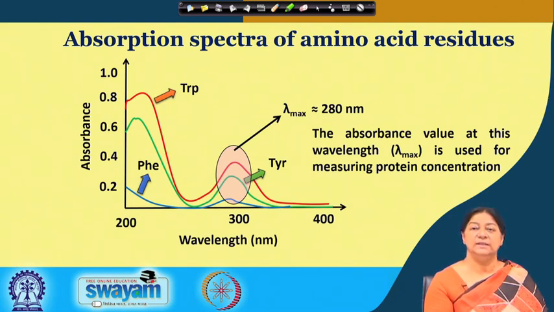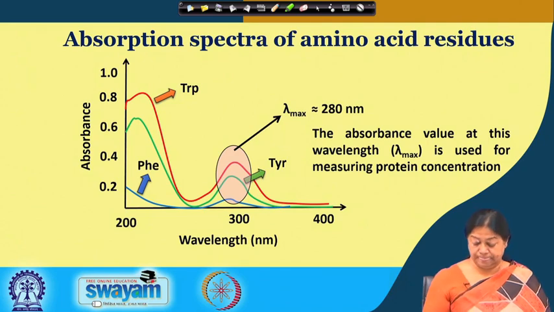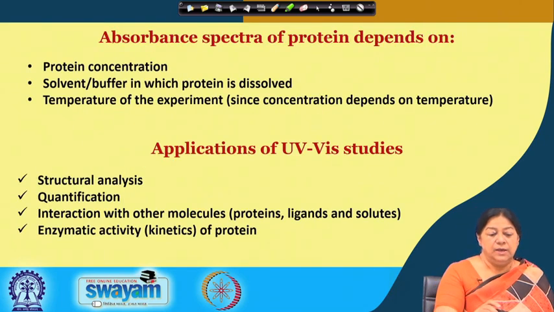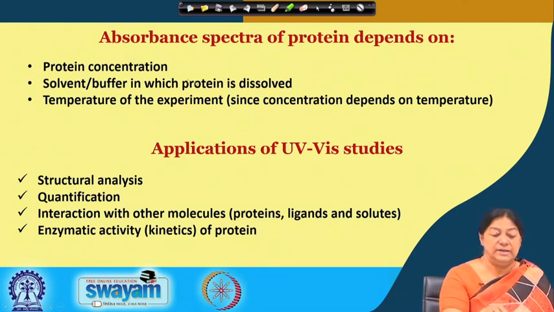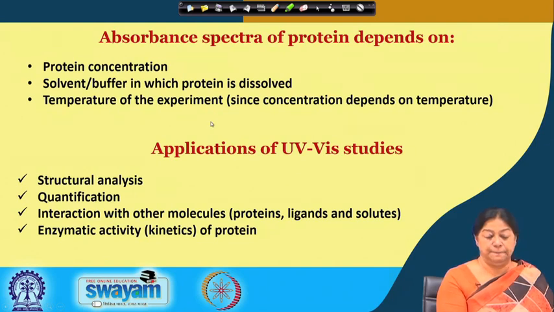And what is that? That the absorbance is equal to the extinction multiplied by the concentration multiplied by the length, and as I mentioned, the length is normally 1 centimeter. So, if we look at the absorbance spectra of proteins, what does it depend upon? It depends upon the protein concentration. The absorbance is equal to epsilon Cl, the solvent or the buffer in which it is dissolved, and the temperature of the experiment, because we know that the concentration depends upon the temperature.